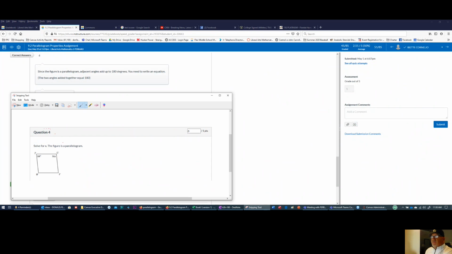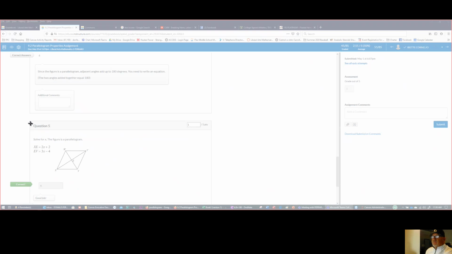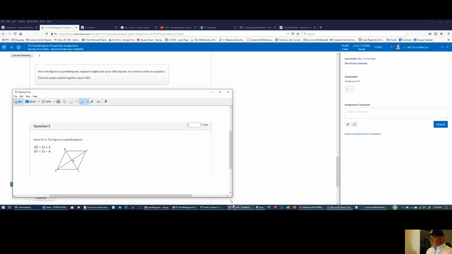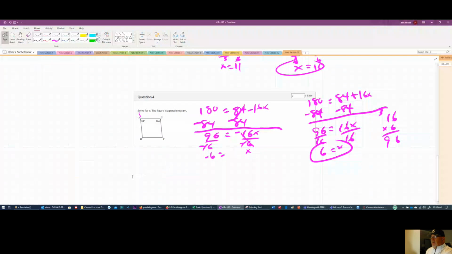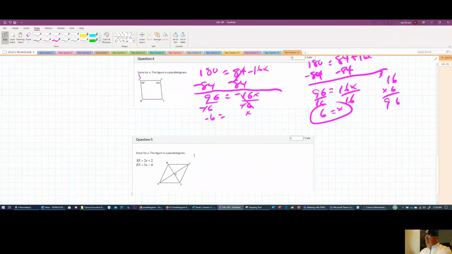Now, question number 5. So let me snip this out. I've got question number 5 here. All right, so they're telling us that XE, which is this line here, is 2x plus 2, and EV is equal to 3x minus 4, and we know that these are bisected, so they're equal, so I can just set the equations equal.